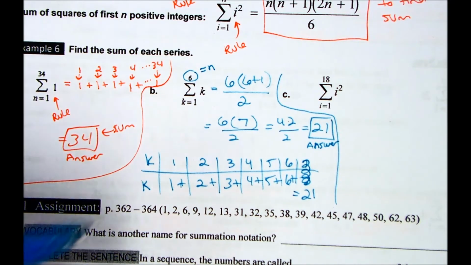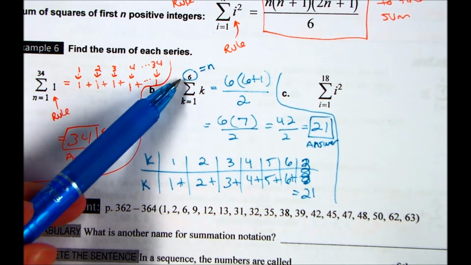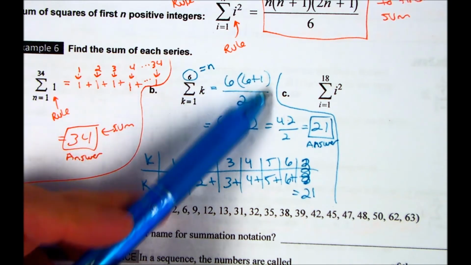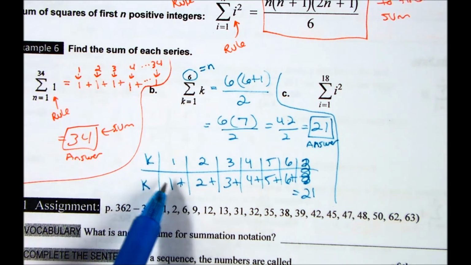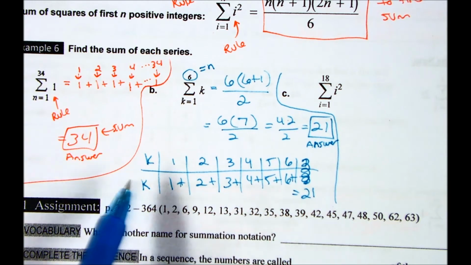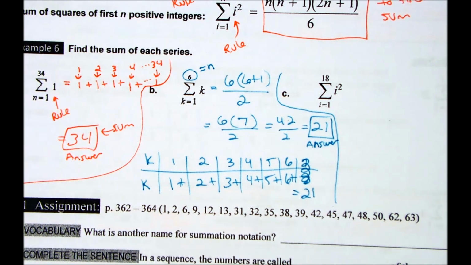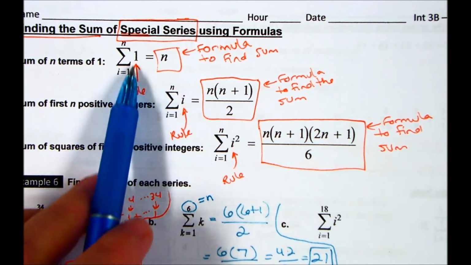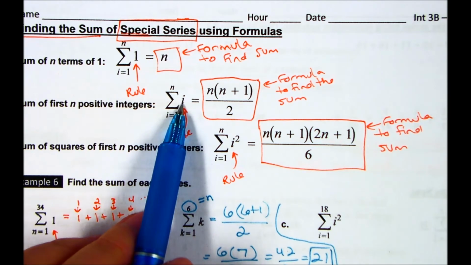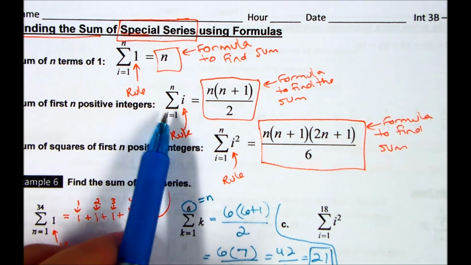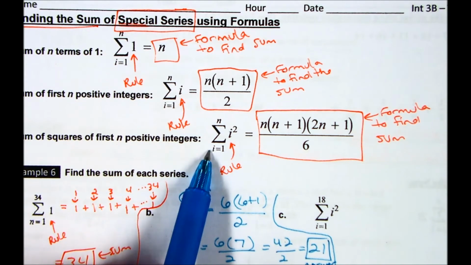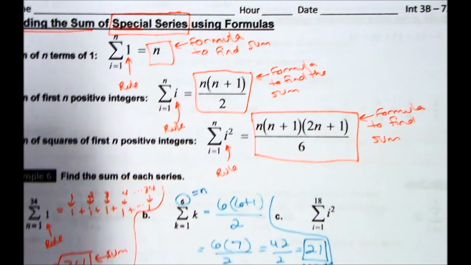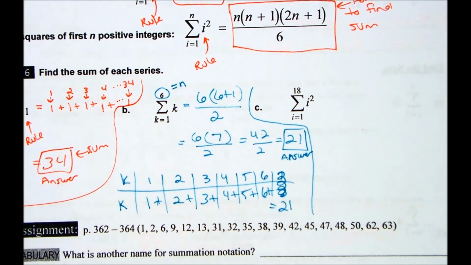But if your upper limit was 32, the formula is going to be a whole lot easier than trying to add 1 plus 2 plus 3 plus 4 plus 5 all the way up to the 32nd number. So that's where the formula kind of comes in handy. But again, you can only use these 3 formulas if your rule is just 1, I, or in this case K, or whatever the variable is. So if the input matches the output, or if the input is being squared.